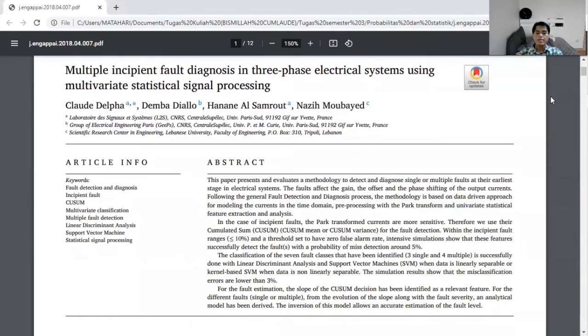This paper presents and evaluates a methodology to detect and diagnose single or multiple faults at the early stage in electrical system. The fault affect the gain, the offset, and the phase shifting of the output currents. Following the general fault detection and diagnosis process, the methodology is based on data-driven approach for modeling the currents in the time domain, pre-processing with the Fourier transform, and univariate statistical feature extraction and analysis.